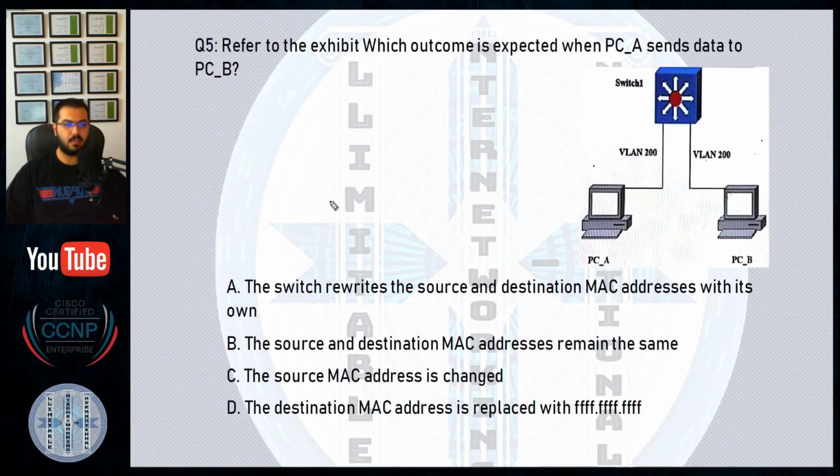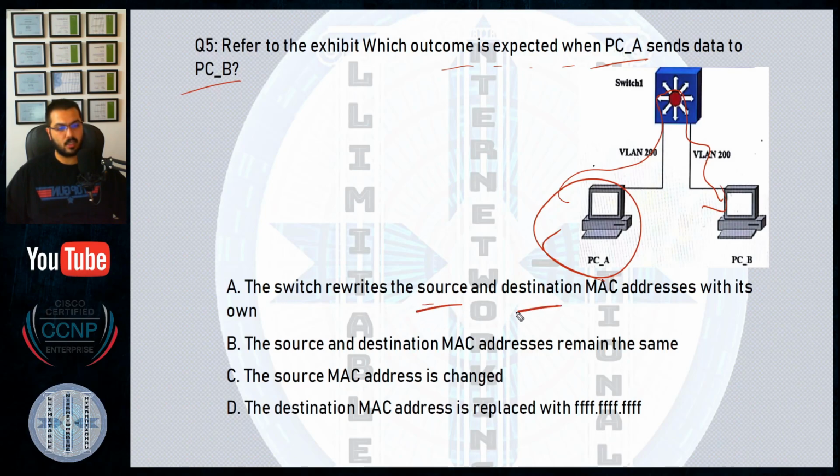Okay, question 5 says: refer to the exhibit, which outcome is expected when PCA sends data to PCB? So there will be a frame traveling from PCA to PCB. The switch rewrites the source and destination MAC with its own? No. If the source and the destination MAC address of a frame were the same device, what would happen to the frame? Would it stick forever? No. B, the source and destination MAC addresses remain the same, since there is no router here, so yes, they will remain the same.